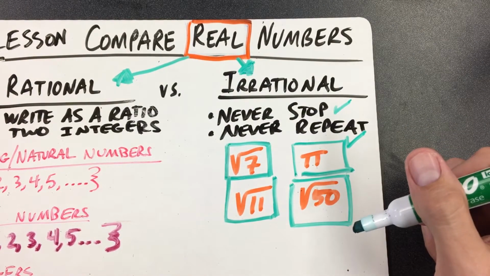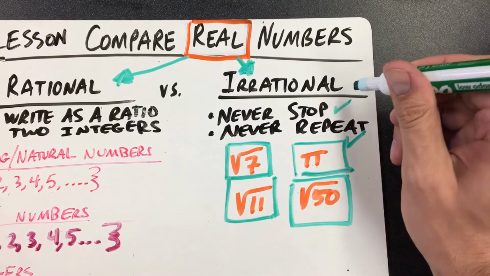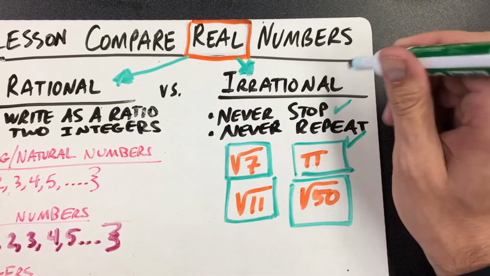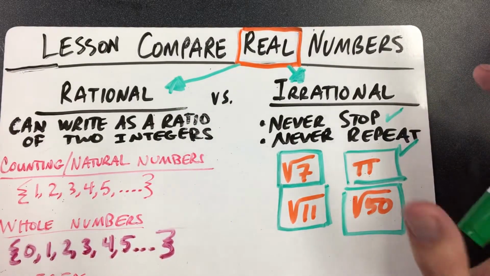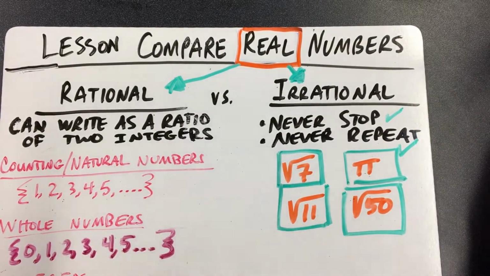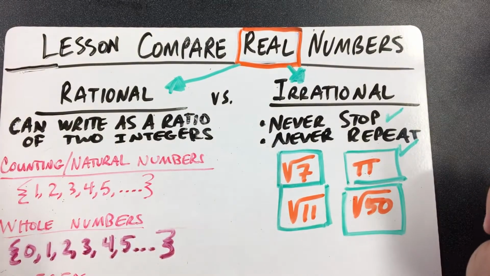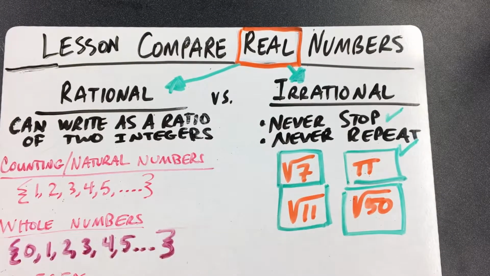Irrational. Okay, they don't show up a lot in this class, but they will show up a little bit. Now, rational is most of the numbers you've dealt with in your life. Probably 99% of the numbers you've done stuff with in your life have been rational numbers.